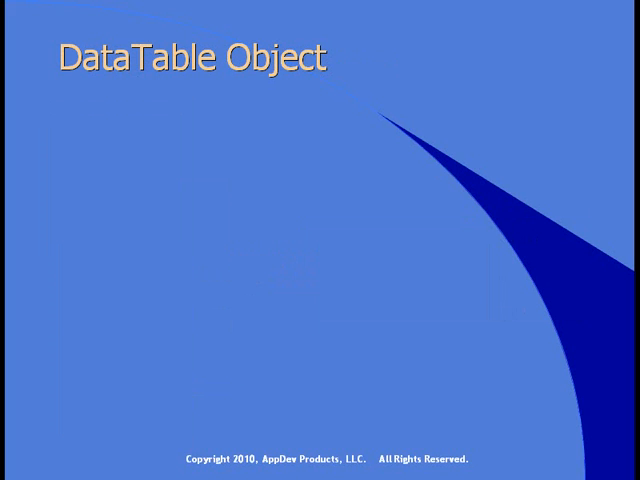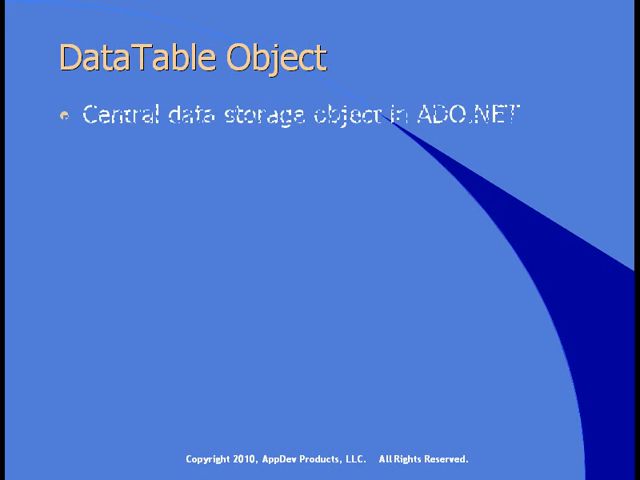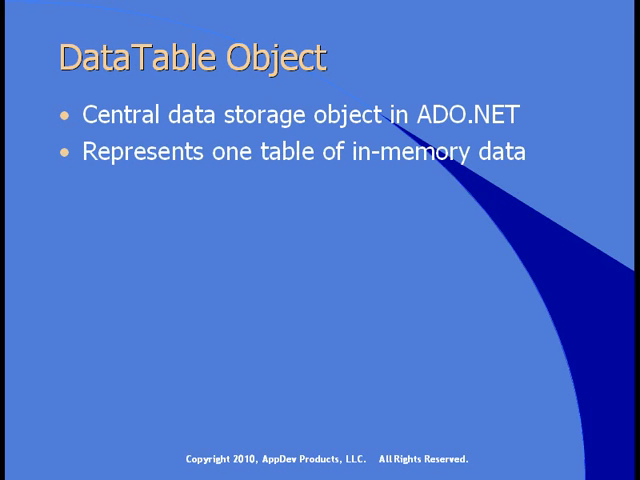To get started, we'll need to investigate the data table object. The data table object is the central data storage object in ADO.NET. It represents one table of in-memory data. Now, that doesn't mean it represents a table from the data source. It can map one-to-one with a table.